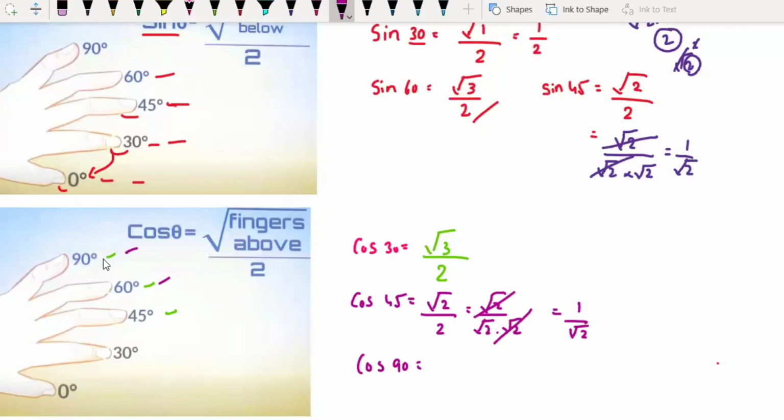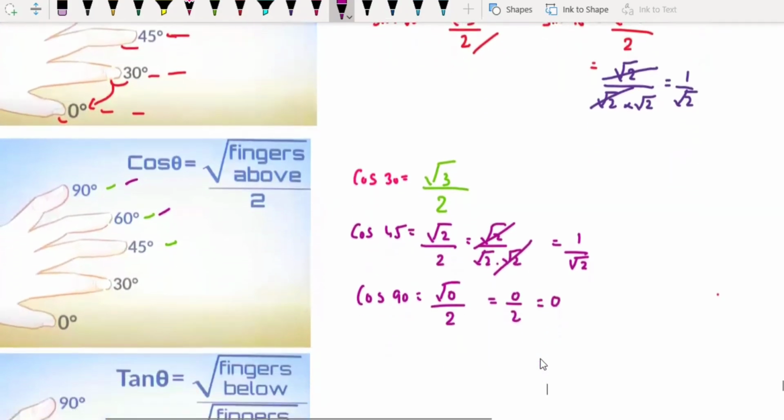Now, there is no finger above cos 90. So what do we have to write down inside the root? That is root 0. Why 0? There is no finger above, that is 90 degree, right? So 0 fingers means 0 we're gonna write down under the root, divided by 2. So what will be the value for root 0? Obviously 0. 0 divided by 2 will also be 0. So cos 90 is equal to 0.